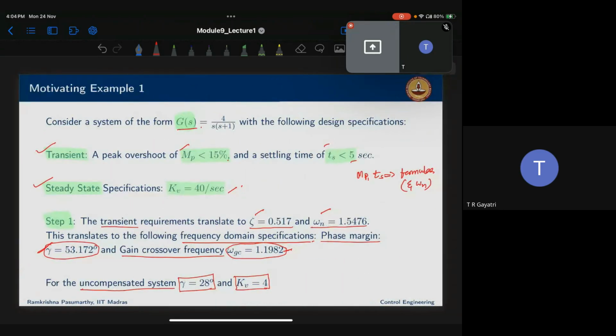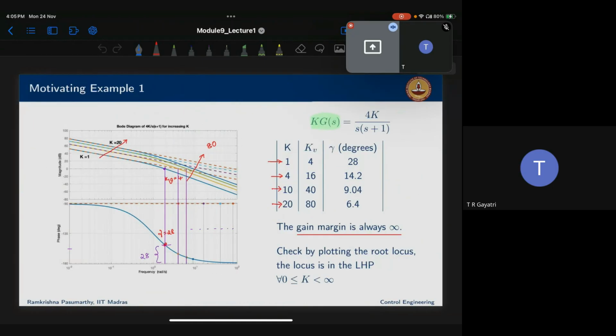Since we have not used any compensator, without compensation you are getting phase margin as 28 and Kv as 4. But what is your requirement? Your requirement is that Kv must be 40 per second, the proportional velocity constant. So the question is how to do this design. You have this K in the system, so it is like you are using the proportional controller.